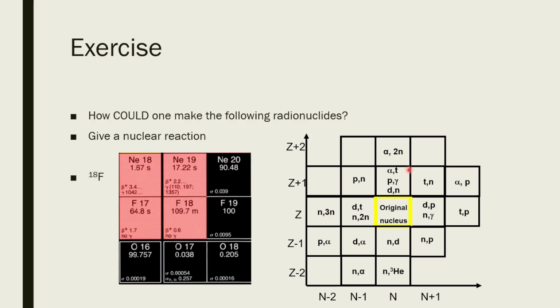Exercise. This is a very common exam question. So you will get your residue that you would want to produce and now make 3 possible nuclear reactions how you could get this residue. For example, fluorine-18. You could stop the video now, okay?